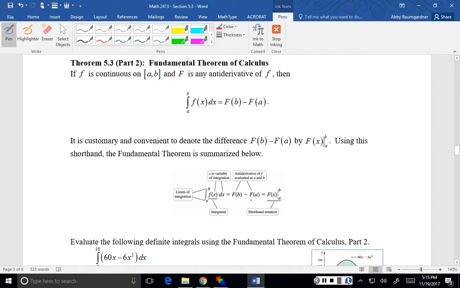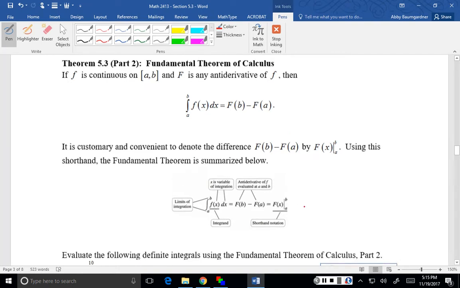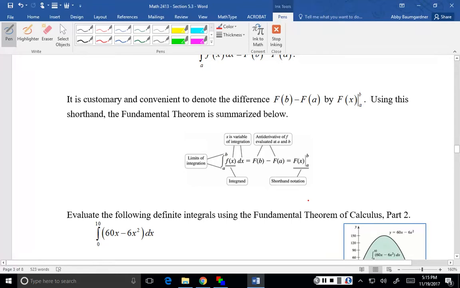That should give us the answer. All right. It's customary and convenient to denote this difference using an evaluation bar. And so here's what you'll see, or here's how we'll discuss it. We have our limits of integration, our bounds. x is the variable of integration. We'll find the antiderivative, evaluate it at our two limits of integration, and subtract them. But here's the shorthand notation for it. Remember, f of x is our integrand.